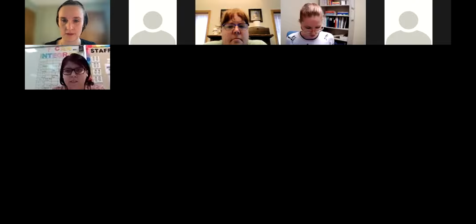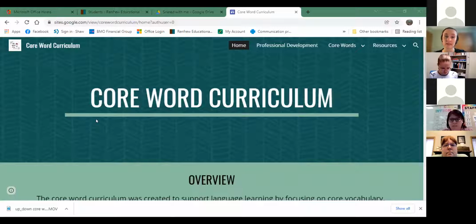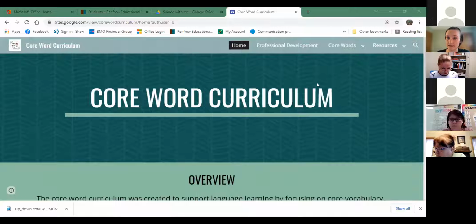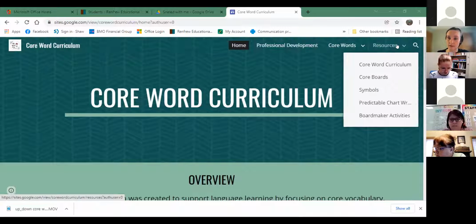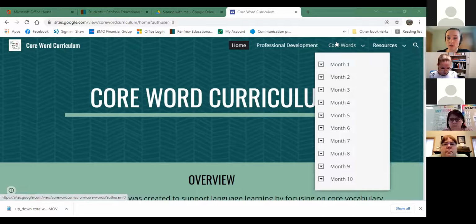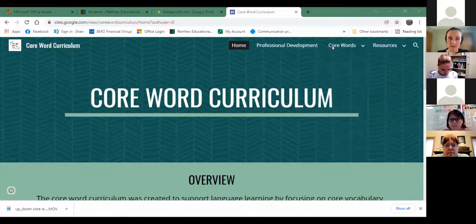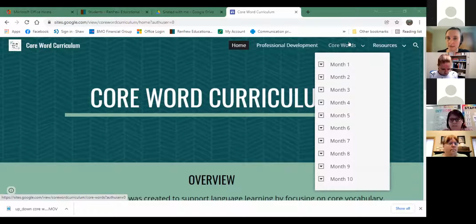There it is. Okay, so this is what the core word curriculum website looks like. It's a Google site. I want to right off the bat make you aware that we have a PDF version of this available to you as well, right on there where it says core word curriculum. That will take you to a PDF. It's a summary of everything that's in here in a printable PDF. Thank you, Ryan. That's the link to it in the chat there.